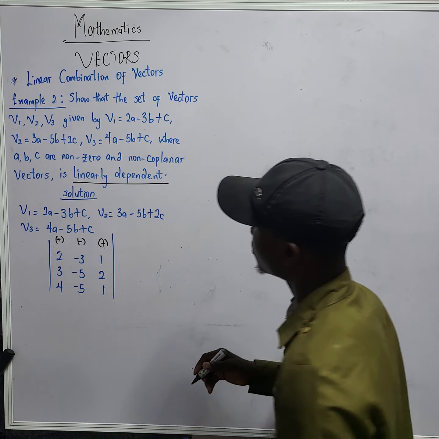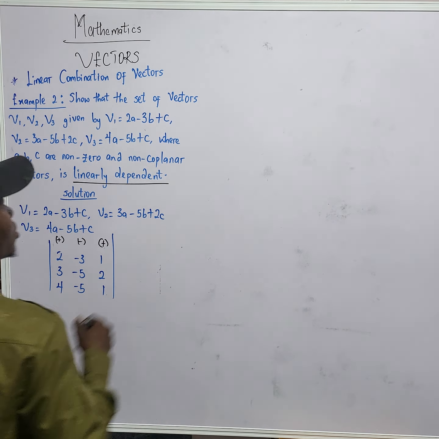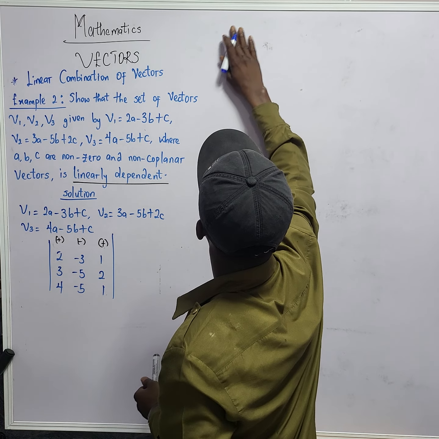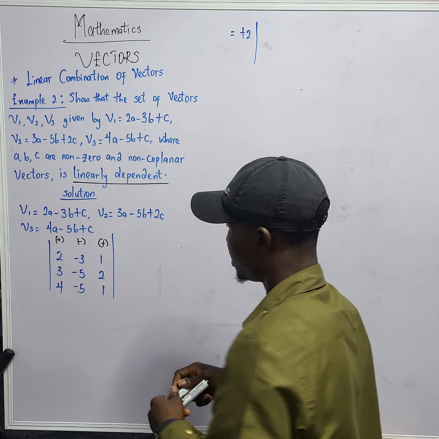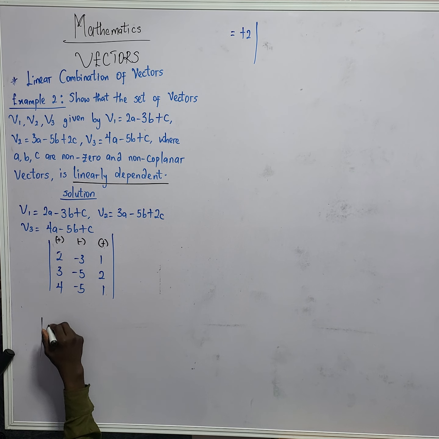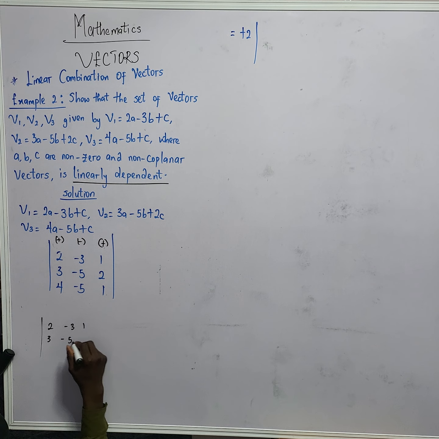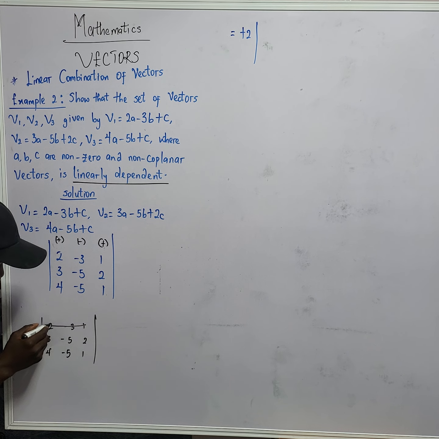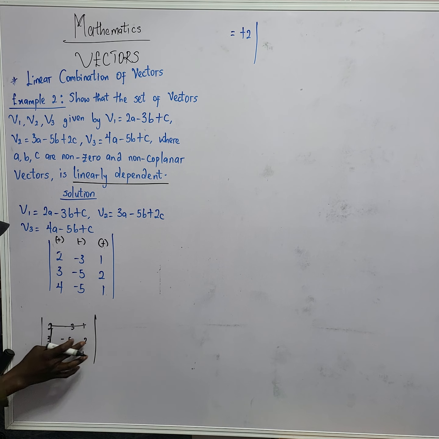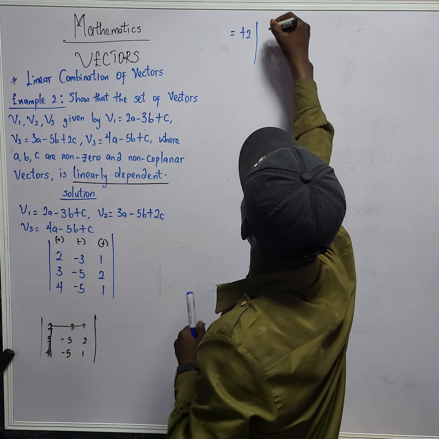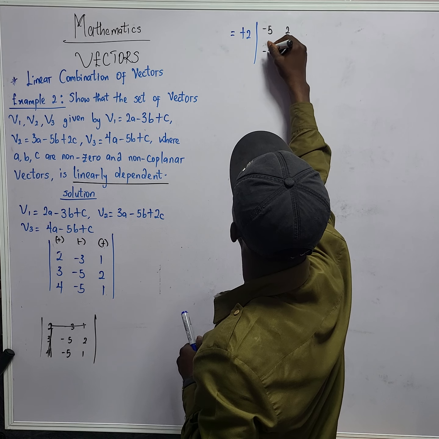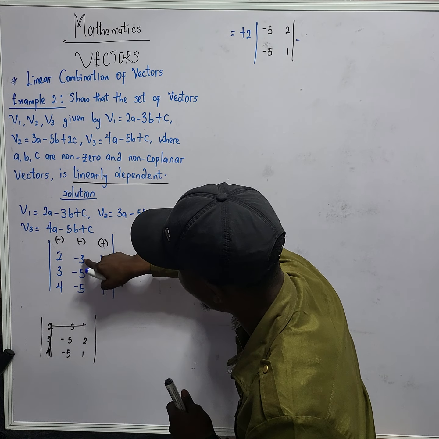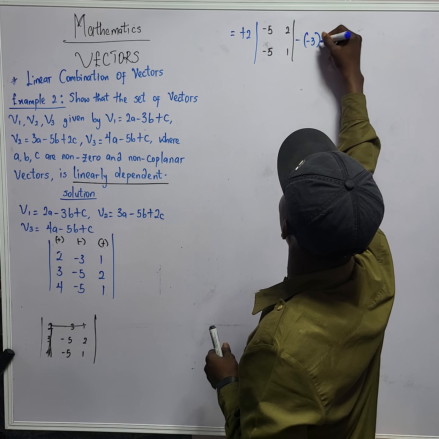So now, solving the determinant. The first thing is plus 2, so let's pick plus 2. Let's write a rough sketch: 2, minus 3, 1; 3, minus 5, 2; 4, minus 5, 1. This is the 2 I'm picking. Don't forget to cancel the row and cancel the column. What are we going to be seeing? Minus 5, 2; minus 5, 1. So the next thing is minus, and then we have minus 3. You can put it in bracket.